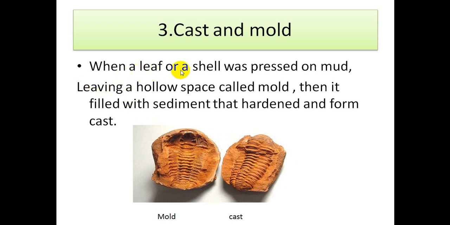When a leaf or a shell was pressed on mud, it left a hollow space called the mold. Here, this is a hollow space which is called the mold. Then it was filled with sediment that hardened and formed the cast here. The mold is a hollow space, and in the cast, minerals and sediment harden and form the cast which fills the mold. Both of them together fit like a puzzle.